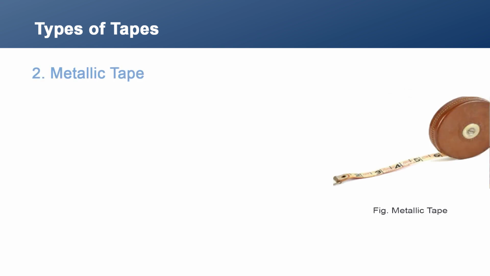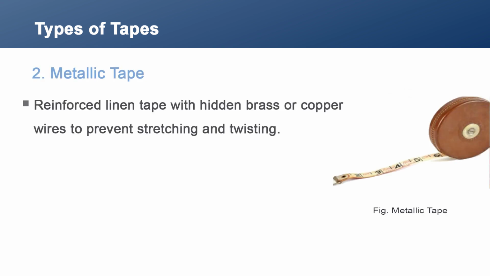So next we have metallic tape, and this is a linen tape reinforced with brass or copper wires to prevent stretching or twisting. These wires are hidden so you can't see them at all.